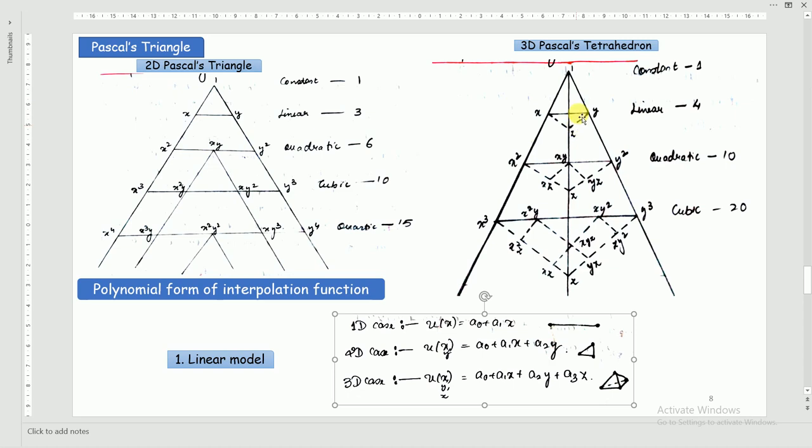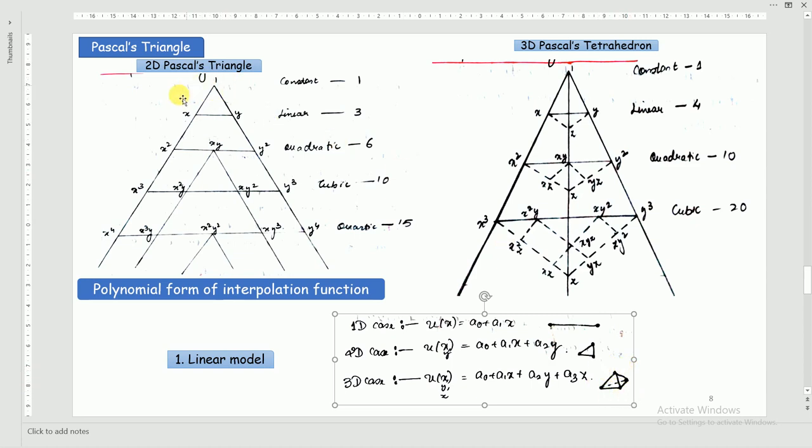Here one more term will come, that is z. When you draw this, first you draw these two lines, then you draw the center line, then these continuous lines, then you draw these dotted lines. So you can see here, if you only consider this portion, is it a tetrahedron? Is it a tetrahedron? Yes or no? If you only consider this, is it similar to this?